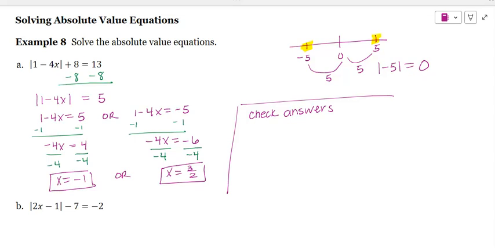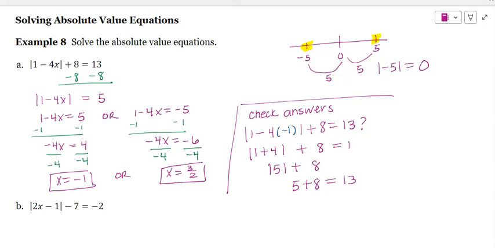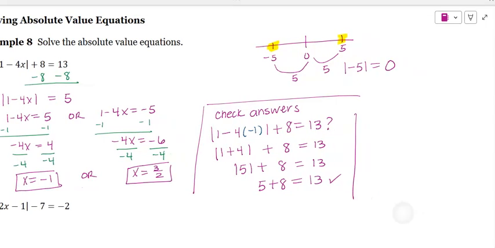Looking back at our original, we had 1 minus 4, and let's suppose that we put -1 in the place of x. So in the absolute value symbols, I have 1 plus 4, which is the absolute value of 5, or 5 plus 8. That is equaling 13. So this looks like that is a correct answer. Let's check the other one, 3/2.